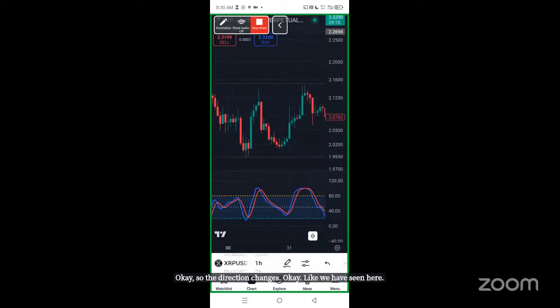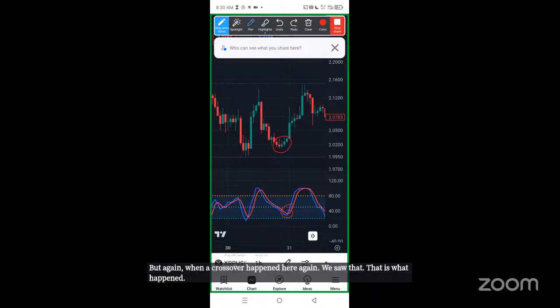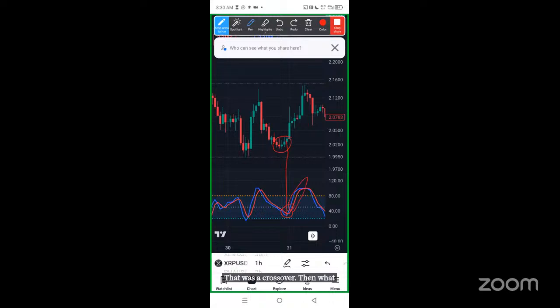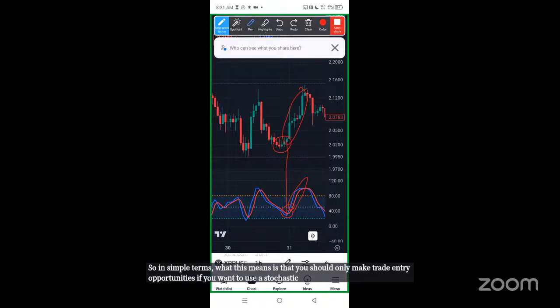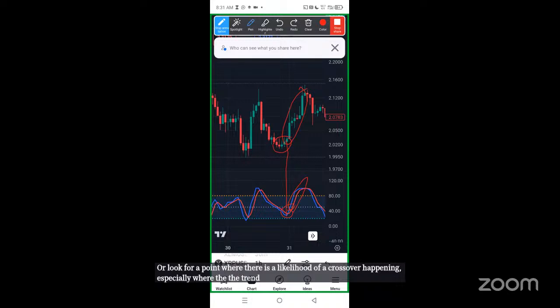But again, when a crossover happened here again, we saw that. There was a crossover, then what followed was a good movement. So in simple terms, you should only look for trade entry opportunities, if you want to use the stochastic RSI, at a point of a crossover, or a point where there's a likelihood of a crossover happening, especially where the trend was previously down and now it is on the verge of having an upward movement. That is the kind of crossover you should be looking out for.